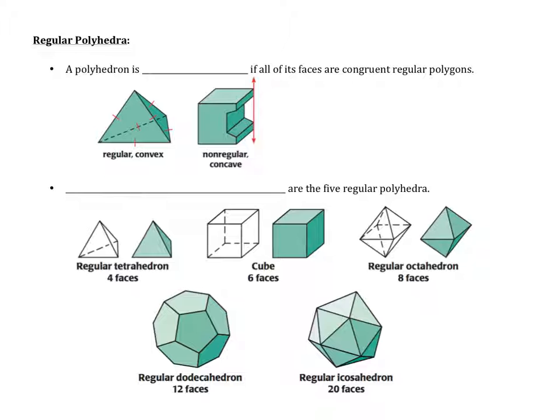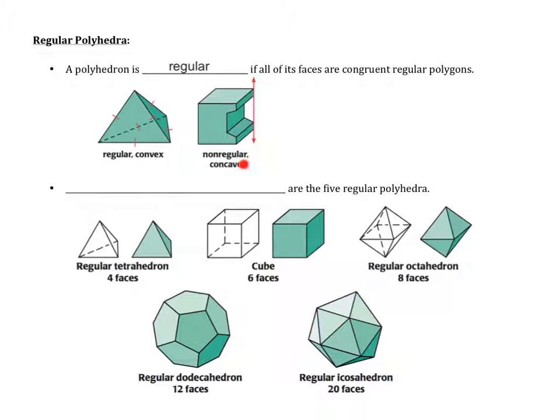We have regular polyhedra. A polyhedron is regular if all of its faces are congruent regular polygons. So we have 2 examples here. We have a regular convex polyhedron because all of its faces are congruent triangles.